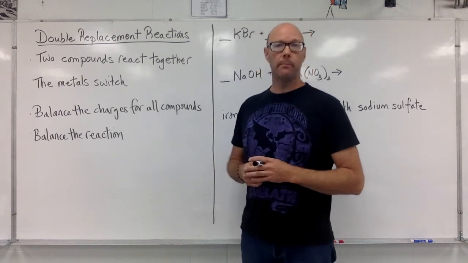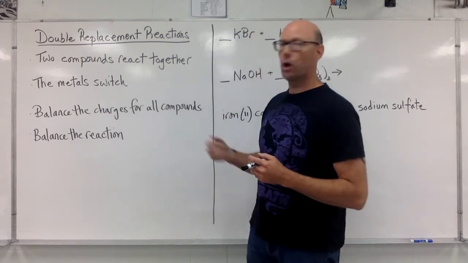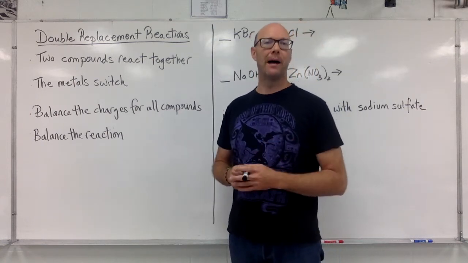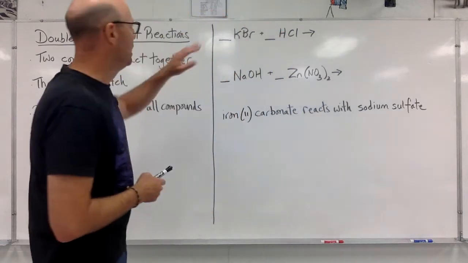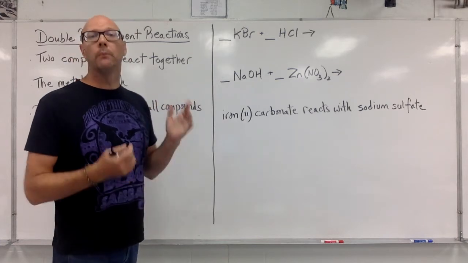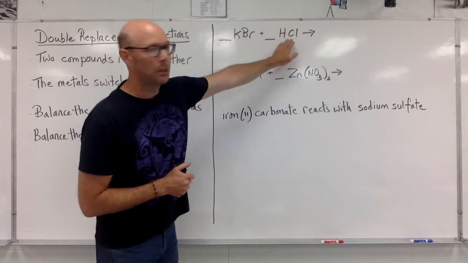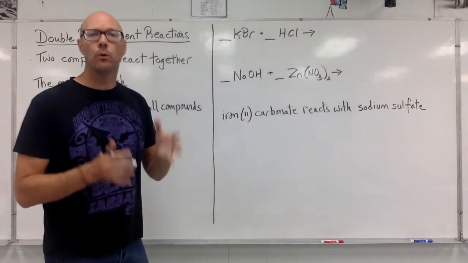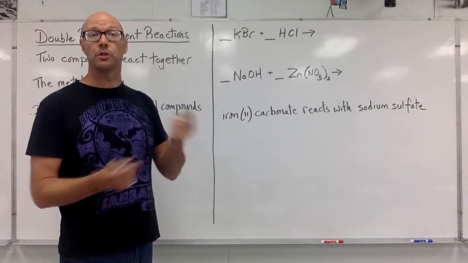Anytime we're going to make a compound, we have to think about the charges and balance them. And of course, we're always going to add coefficients to balance the reaction. Here's a few examples. First one has KBr, potassium bromide, reacting with HCl, hydrochloric acid. I notice that this is a compound reacting with a compound. It's a double replacement reaction, but it's kind of nice. Just the two metals switch spots.